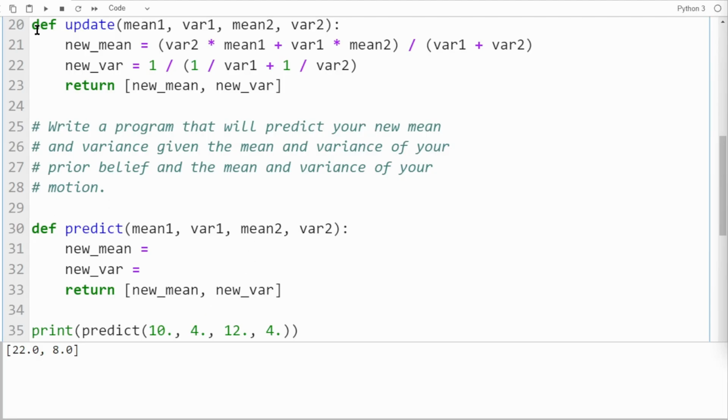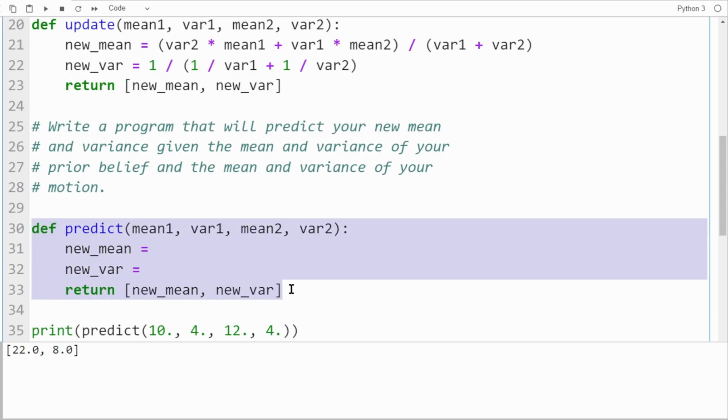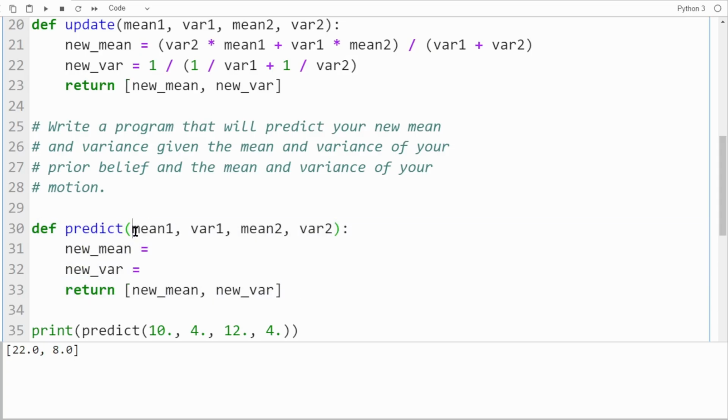I'm giving you a skeleton code. This is the same update function as before. And now I would like you to do the predict function, which takes our current estimate and its variance and the motion and its uncertainty and computes the new updated prediction, mean, and variance. So for example, if our prior is 10 and 4, our motion is 12 and 4, I would like to get out 22 and 8 according to the formulas I just gave you.